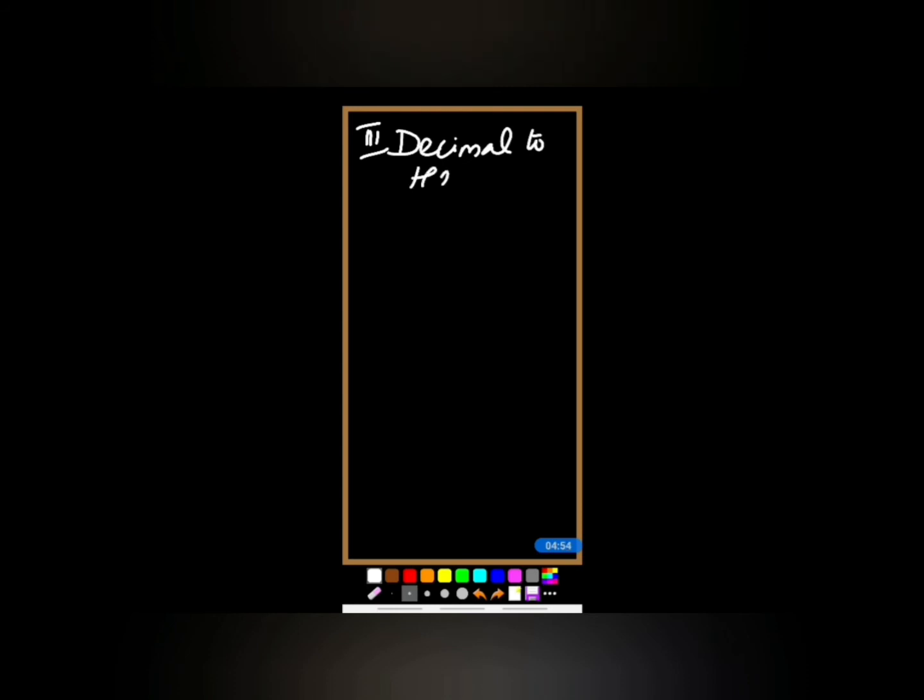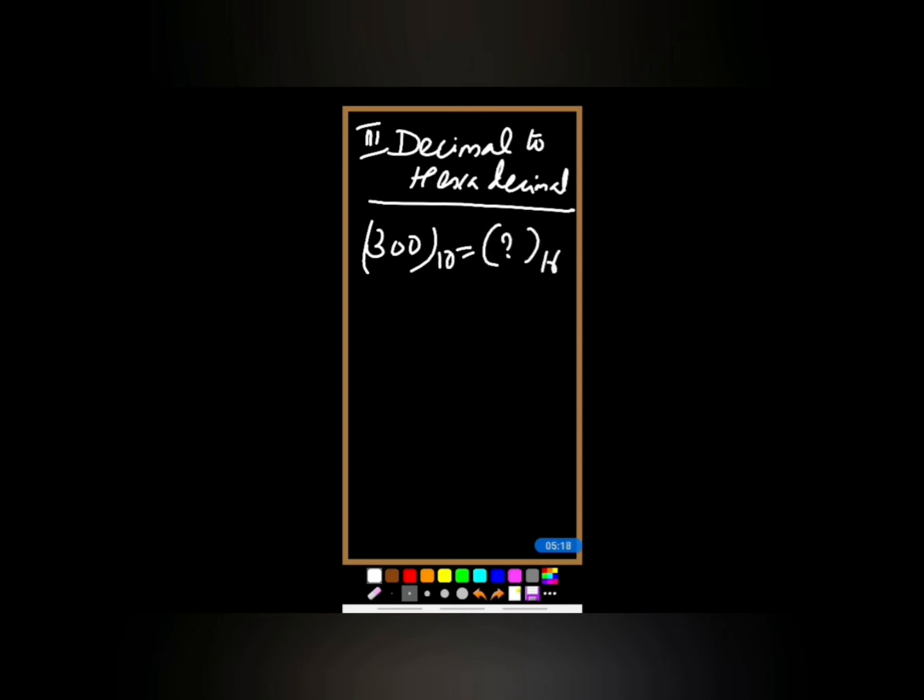Decimal to hexadecimal. So the same number can be taken or any other number you can take. So what is the method I have to follow? By 16, right? If I'm taking 300, suppose I'm taking 300 base 10, what I have to find out? I have to find out the hexadecimal equivalent of the same number. So I have to divide continuously with which one? Base of hexa is 16. So I have to divide with 16.